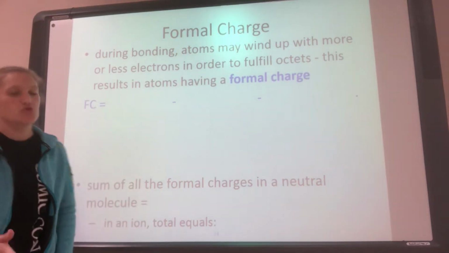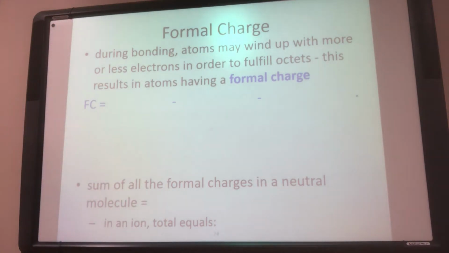So let's talk about formal charge. So what is formal charge? During bonding, sometimes atoms may wind up with more or less electrons in order to fill up their octets. So they might have more or less electrons than they normally would in their everyday neutral setting. This results in them having a formal charge on their atom while they're in the bond.